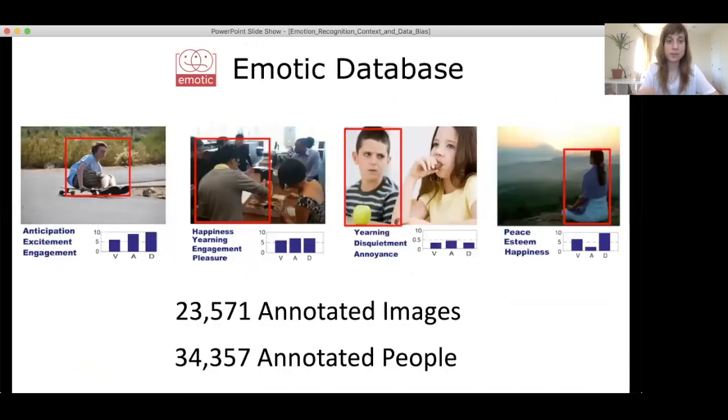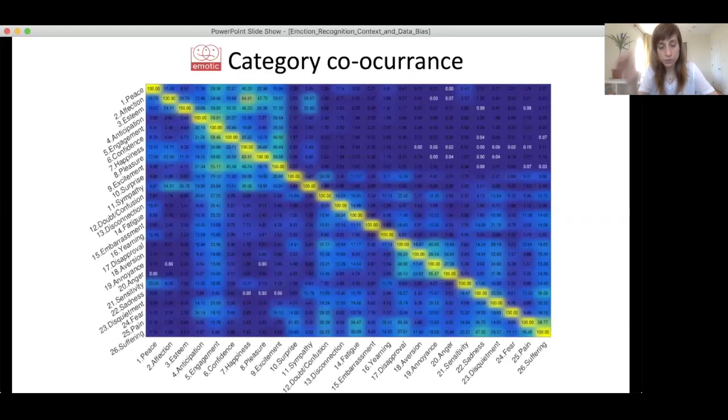And after that, we came up with a data set that we call the Emotic data set, which is a collection of 23,000 images and 34,000 annotated people, because we have some images with multiple people annotated. And with this data set, we can do several things. There are some interesting statistical analyses that you can do of this data.